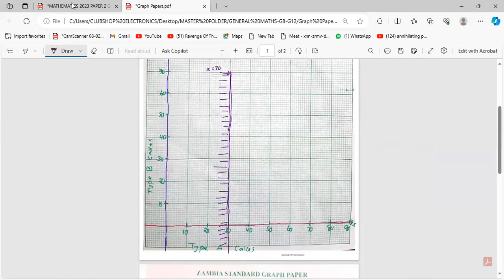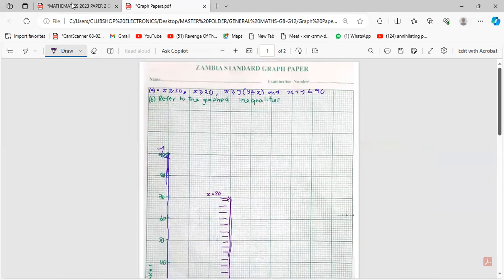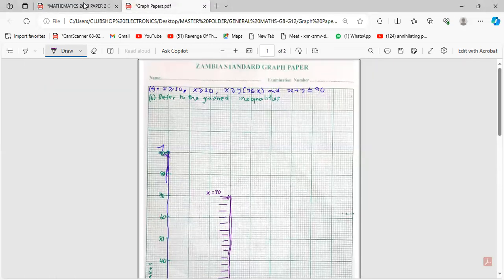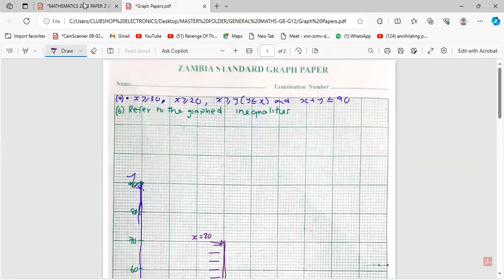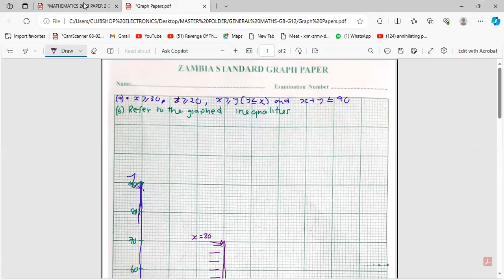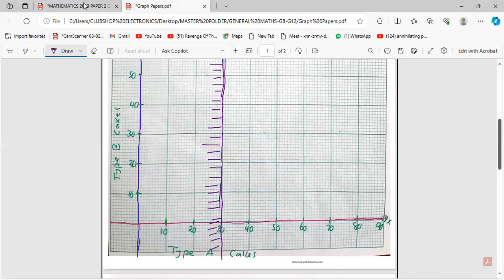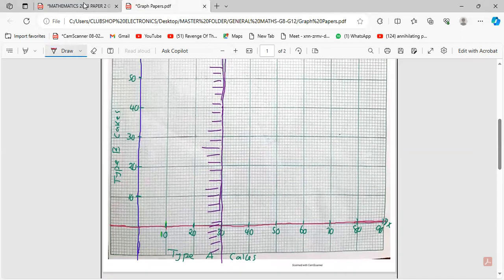Then next is y is greater or equal to 20. I don't think it's the x. Yeah, it's y is greater or equal to 20. This one is y, right? So go to the y-axis and identify 20. So 20 with regard to the y-axis is here.